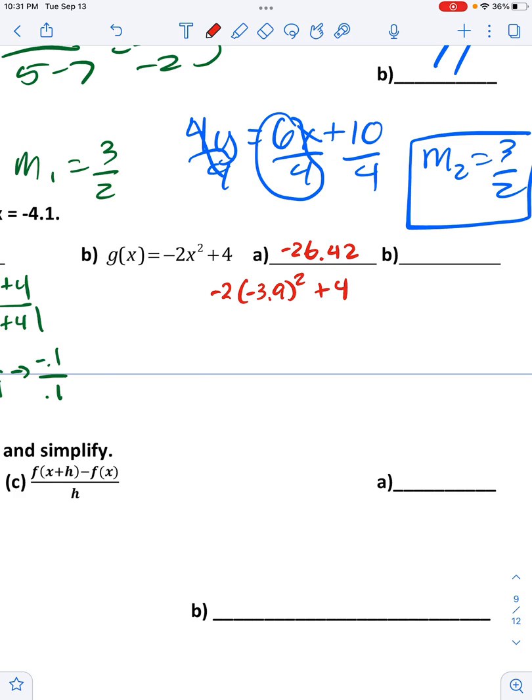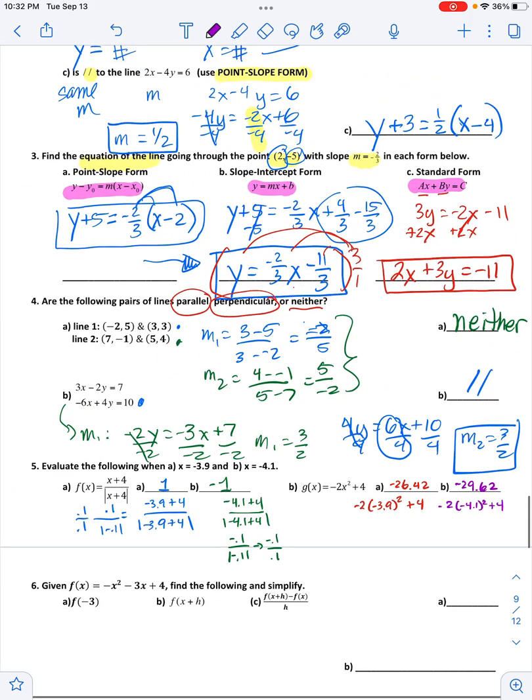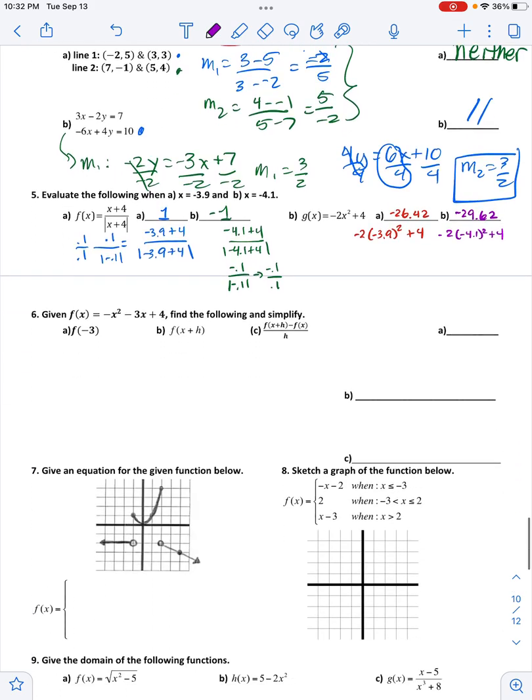That's what I got. And then in B, I am doing the same thing, but instead of a negative 3.9, I'm plugging in negative 4.1. So let's do that. I have my negative 2 out in front. Oops, sorry, I didn't copy that right. And then in parentheses, I've got my negative 4.1 parentheses squared. So it's only squaring the negative 4.1. And then I'm going to add 4. And I'm going to get this. So that, my friends, is the work and the answers and the concepts from that first page.